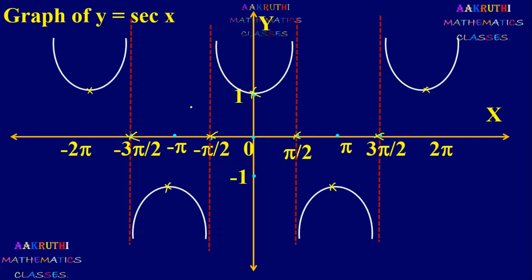So therefore we get the graph of y equal to secant x like this. Here also we get all the values more than 1 and less than minus 1. So therefore the graph of y equal to secant x is like this. So this is the graph of y equal to secant x.